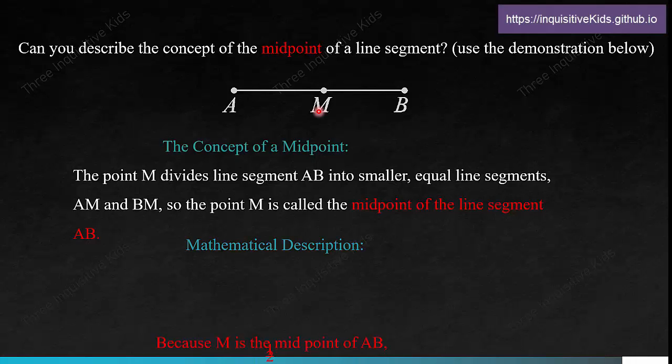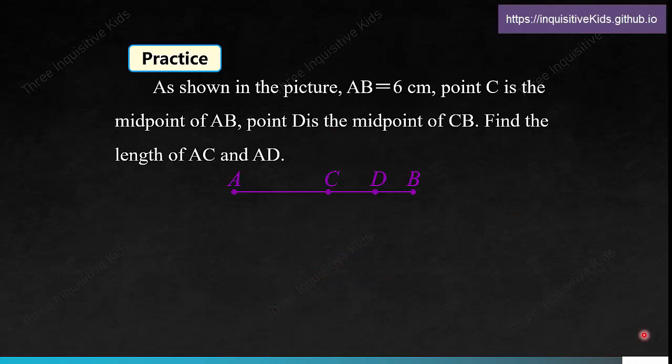So here's a mathematical description. Because M is the midpoint of AB, then AM is equal to MB, which is equal to 1/2 of AB. Or AB is equal to 2AM equals 2MB. Now here's a practice problem. As shown in the picture, AB is equal to 6 centimeters, point C is the midpoint of AB, and point D is the midpoint of CB. Find the length of AC and AD.